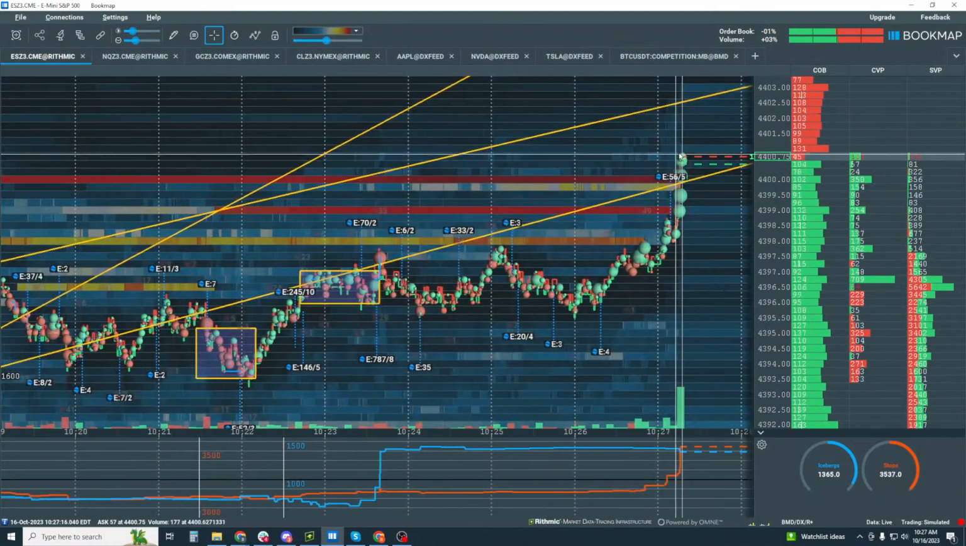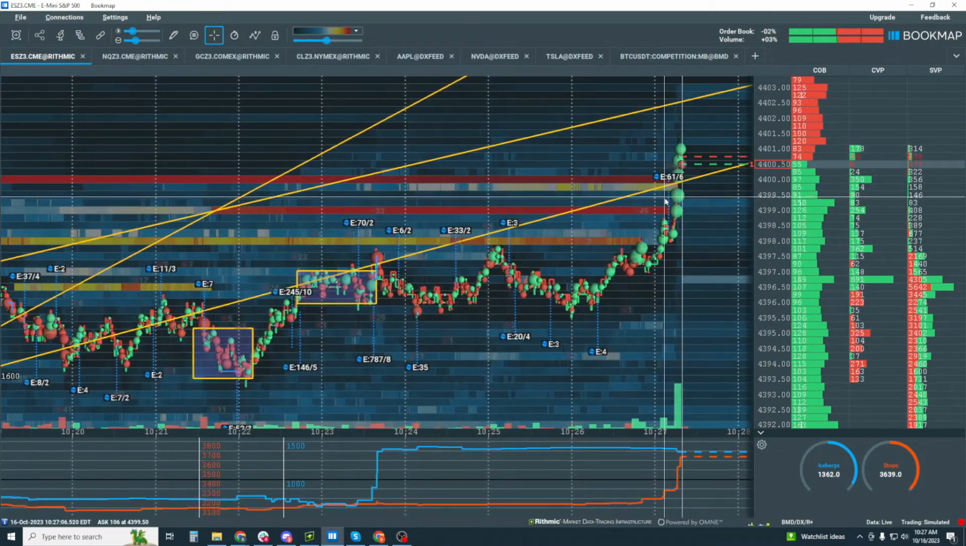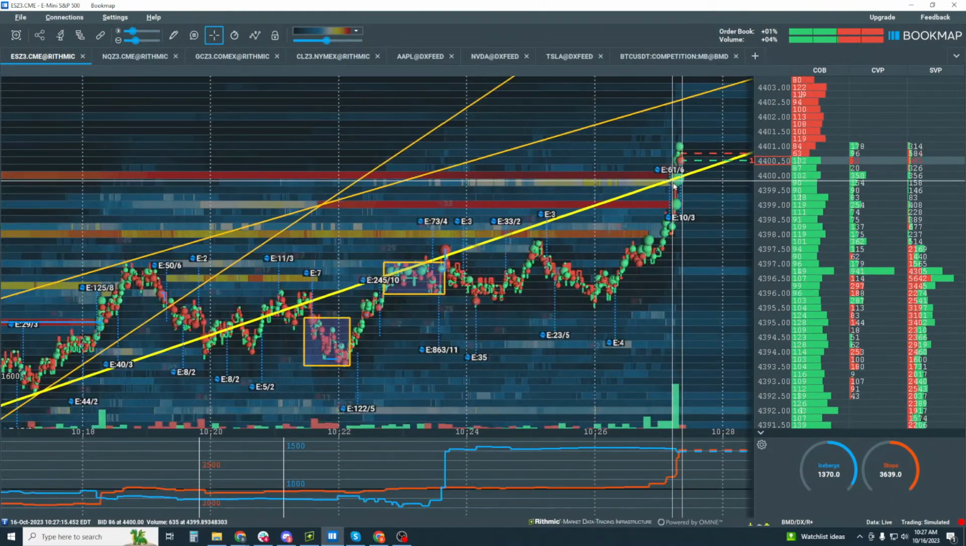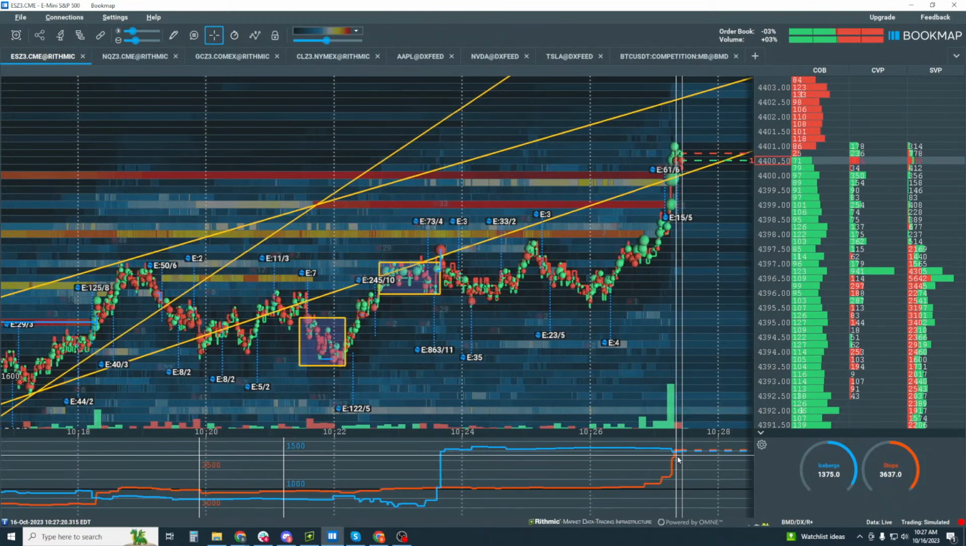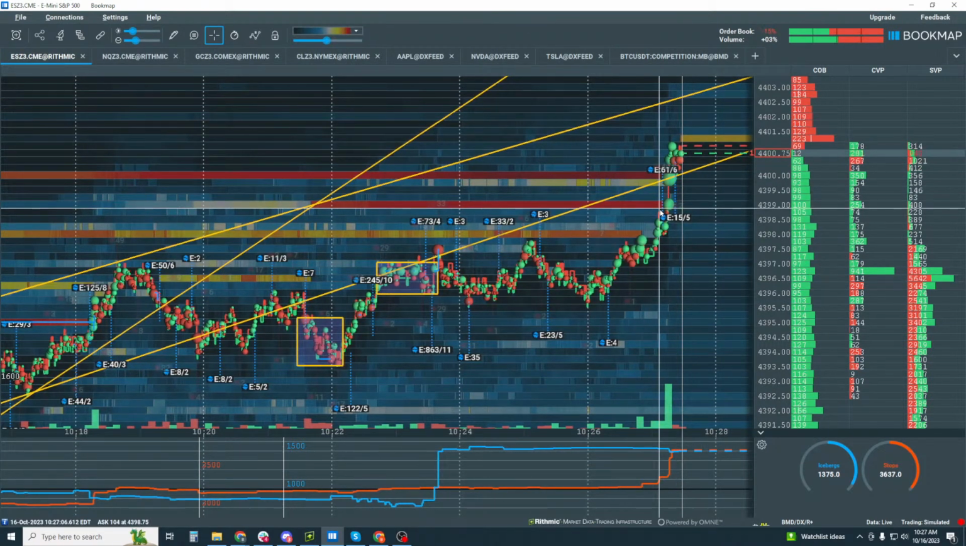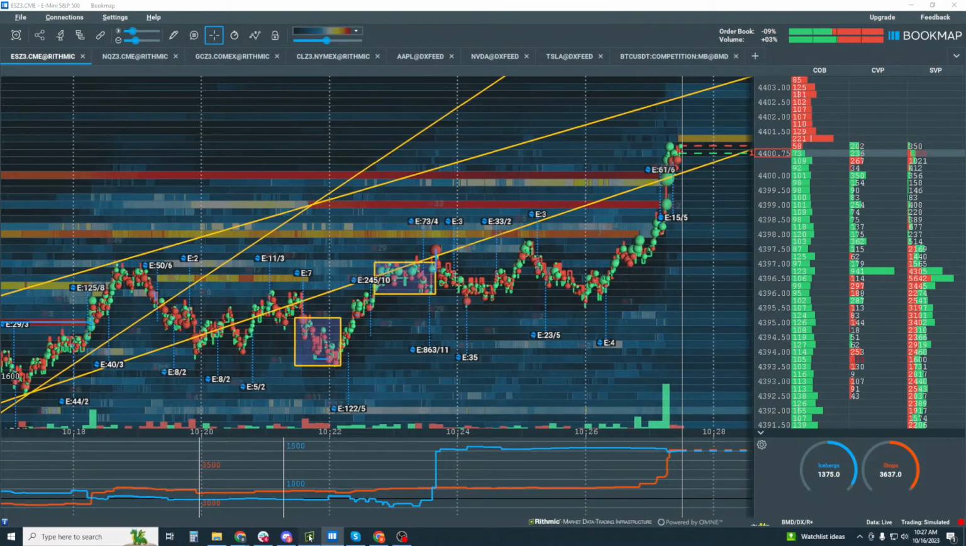There we go. Look at that. All right. So we did get something out of it. Like I said, it wasn't looking high probability to me. We see the big stop run in here. Very nice. All right. So now the question is, and let's just take a step back here.